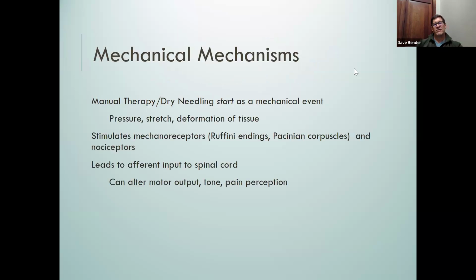Mechanical mechanisms, manual therapy: dry needling starts as a mechanical event. Pressure, stretch, tissue deformation. We're going to be stimulating mechanoreceptors, nociceptors. And this leads to afferent input, altered motor tone, and pain perception changes. So the mechanical stimulus, whether it is manual therapy, dry needling, instrument assisted soft tissue mobilization, or traditional massage, is going to interact in the nervous system in similar pathways.